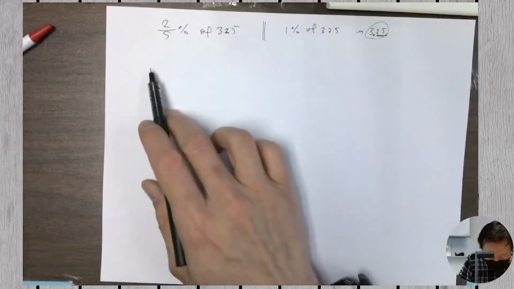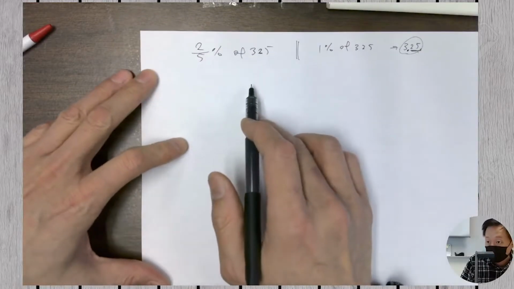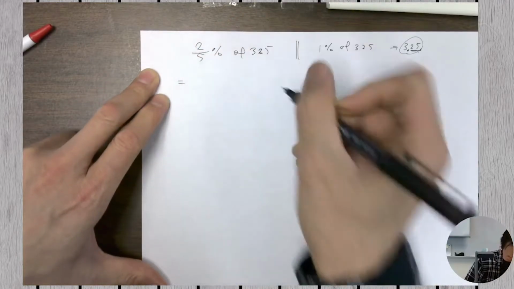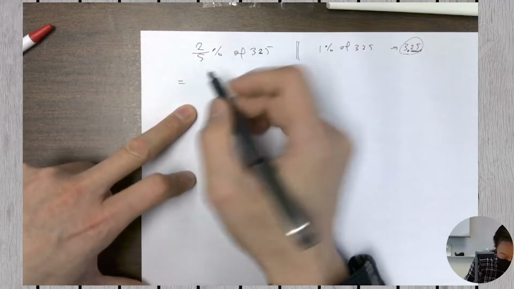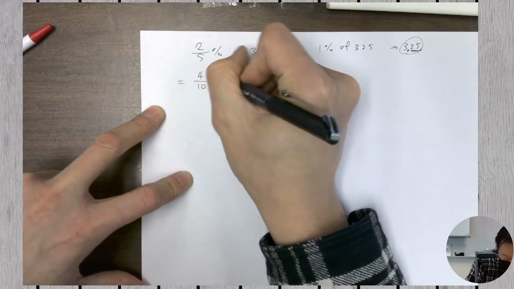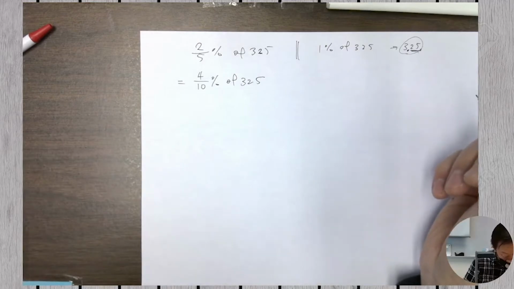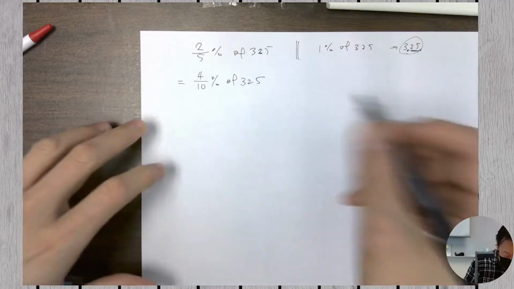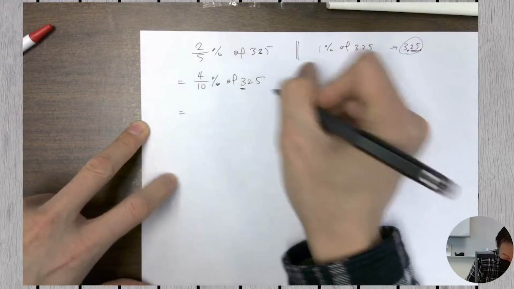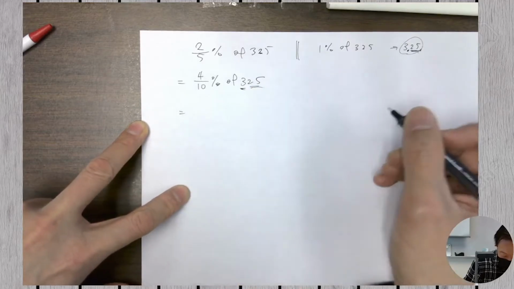So knowing what the answer should be, we can try to find out what exactly 2/5% of 325 is. To work with this better, I think we can change this fraction to 4/10% of 325, okay? To make this even easier to figure out, I'm gonna split this 325 into the 300 part and then the 25 part of the percentage and then add them together.